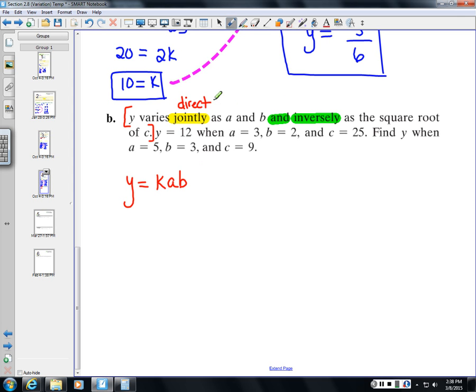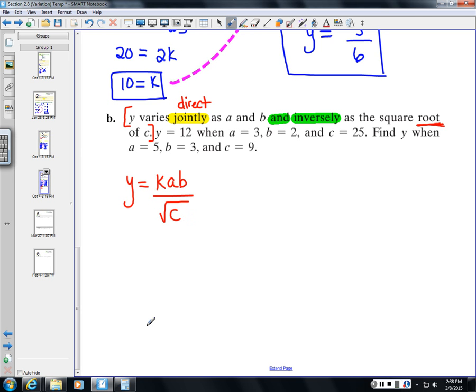Inversely. Anytime we see the word inversely, we know we're dividing. And this time, what I mentioned on the previous example is pay attention to the power of c. This time, it doesn't just say square of c, it says square root. So I have to square root the c. Again, that's the most vital part.